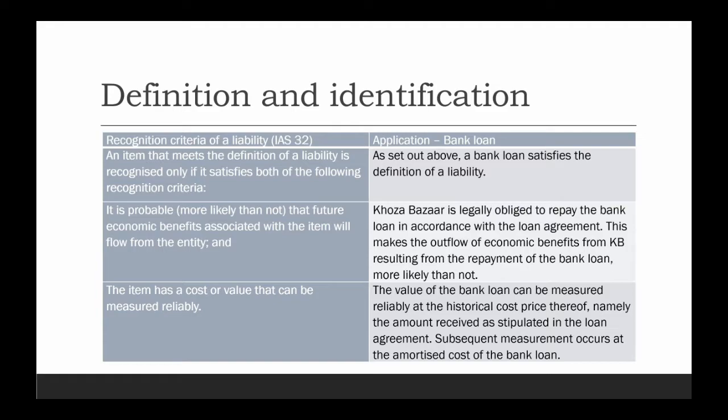So as previously mentioned, a bank loan satisfies the definition of a liability. Khoza Bazaar is legally obliged to repay the bank loan in accordance with the loan agreement. This makes the outflow of economic benefits from Khoza Bazaar, resulting from the repayment of the bank loan, more likely than not, and the value of the bank loan can be measured reliably at their historical cost price thereof, namely the amount received as stipulated in the loan agreement. Subsequent measurement occurs at the amortized cost of the bank loan, but it is important to remember and note that interest is recognized as an expense item and can only be measured as it accrues over the period of the loan agreement.